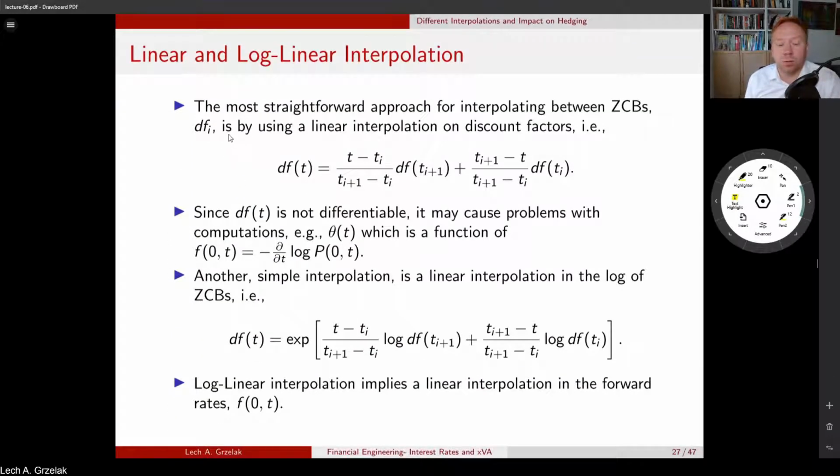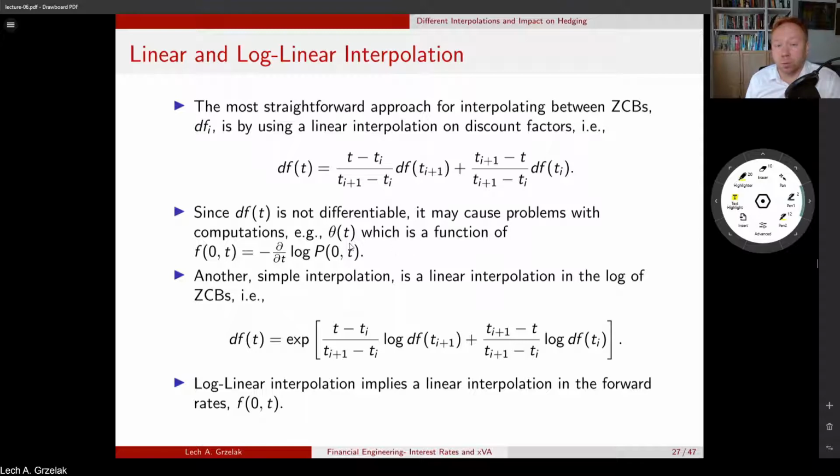I would still like to give you some flavor of two basic interpolation routines. The first one is the straightforward interpolation that you can easily think of, where we have spine points, the discount factors on the spine points. If we simply apply linear interpolation on those zero coupon bonds, that's the straightforward, naive approach. Although straightforward, it is also a bit problematic.